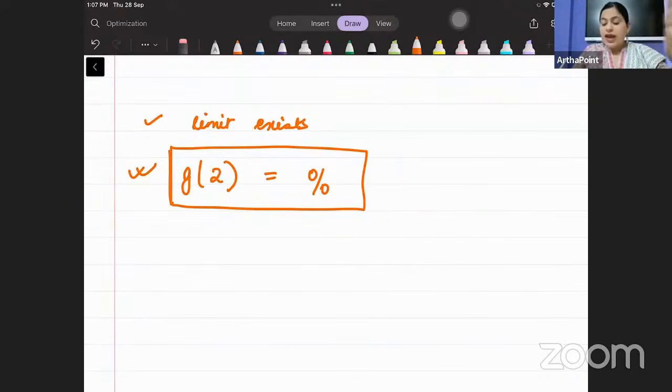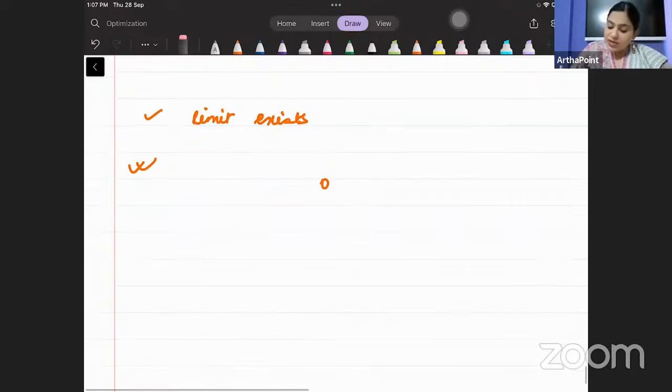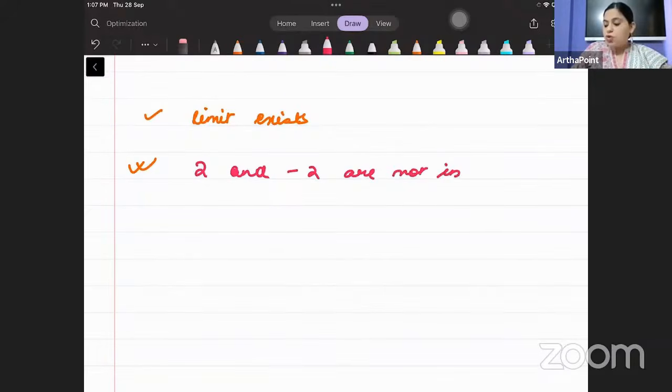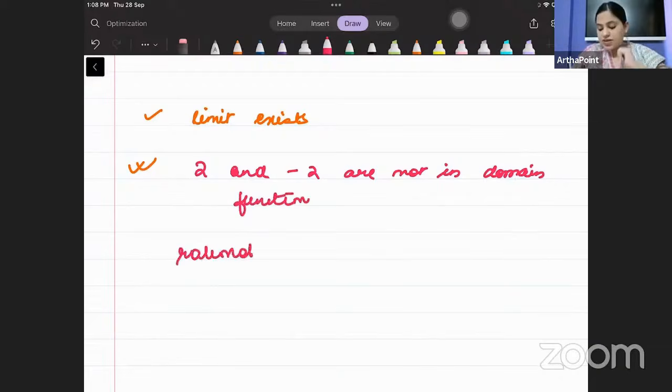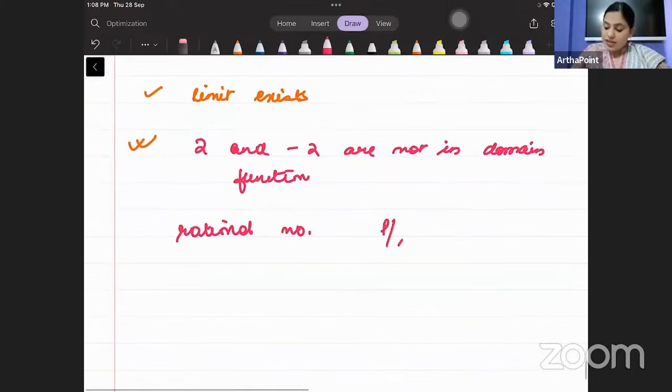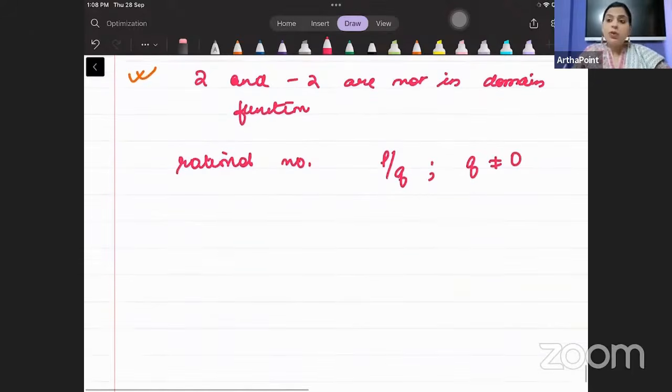Original function. And even if you say, okay, ma'am, I think the value can be defined, 0 by 0 is not defined. And how do I know? An even more important point is that beta, 2 and minus 2 are not in the domain of the function. Whenever we have a rational number, what is a rational number? Anything in the p by q format, q not equal to 0. Denominator should not be equal to 0.